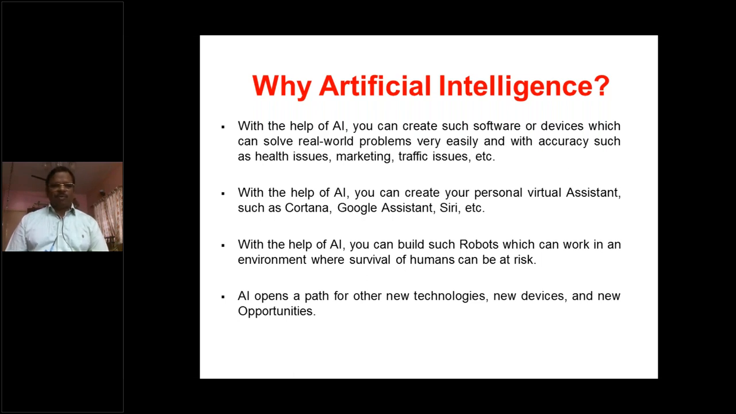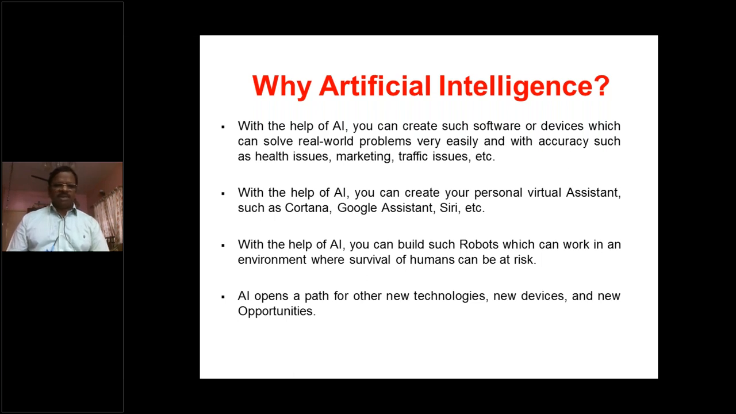The current world has three kinds of information processing very effectively carried out nowadays. One is health, another one is marketing, buying, purchasing, selling. The third one is traffic, how to control the traffic. In all these three topics, AI applications are adopted. With the help of AI, you can create your own personal virtual assistant, PDA, by using applications of AI such as Cortana, Google Assistant, Siri, etc.